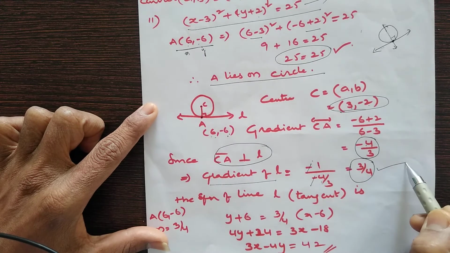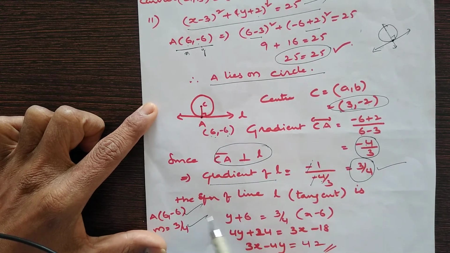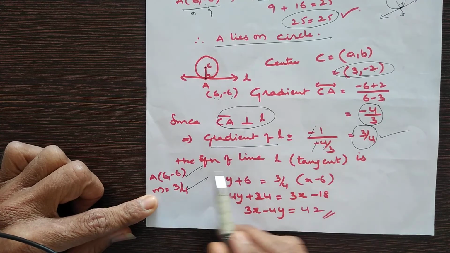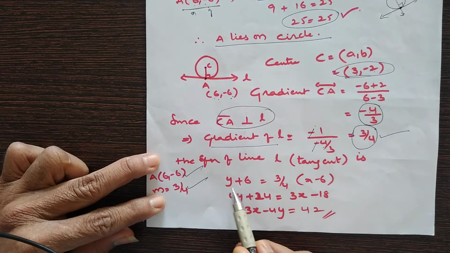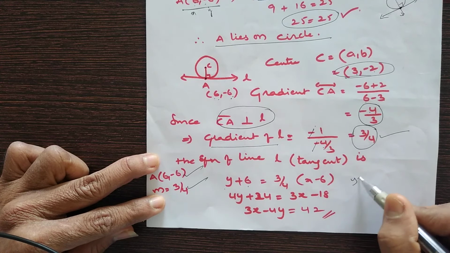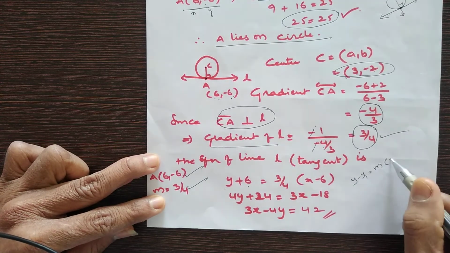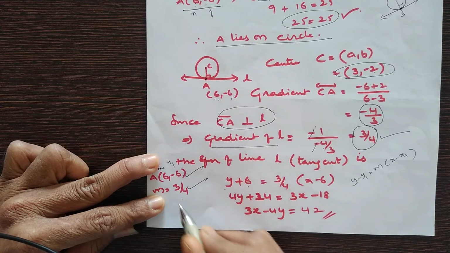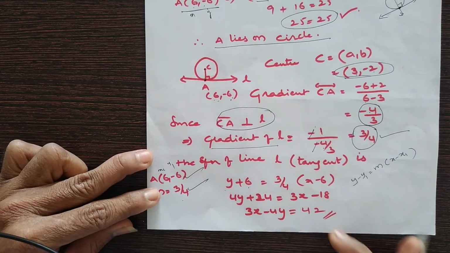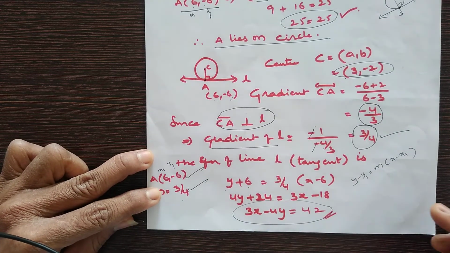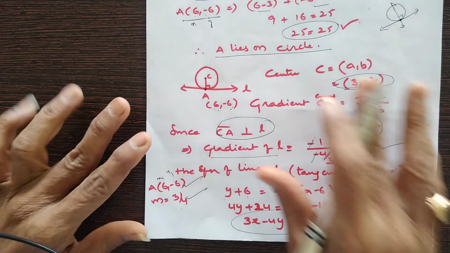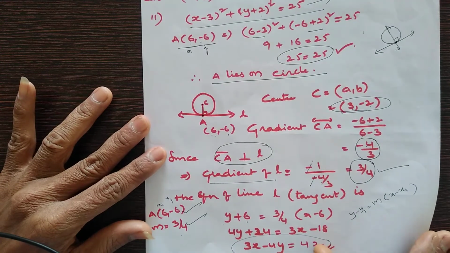We know the gradient and we know the point. So then the equation of the line is y minus y1 is equal to m into x minus x1. This is x1, y1 and this is the gradient. Then substitute, you will get the answer. Is it clear? Okay, this question is important. Okay, next.